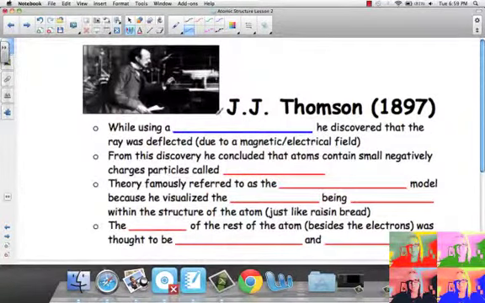Okay, so now let's talk about J.J. Thompson. 1897. So not quite 100 years after Dalton. While using a cathode ray tube, he discovered that the ray was deflected due to the magnetic or electrical field. From this discovery, he concluded that atoms contain small negatively charged particles called electrons.